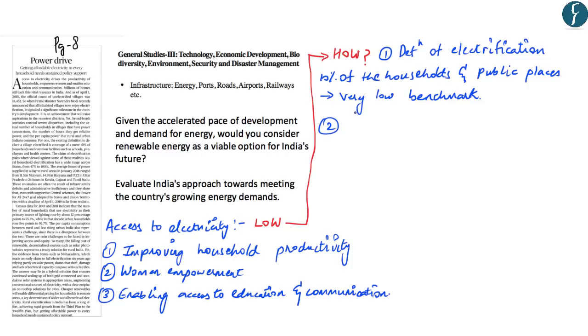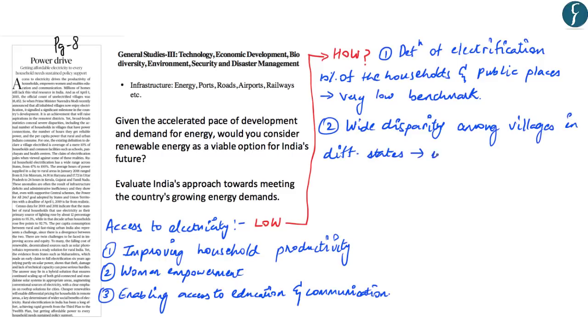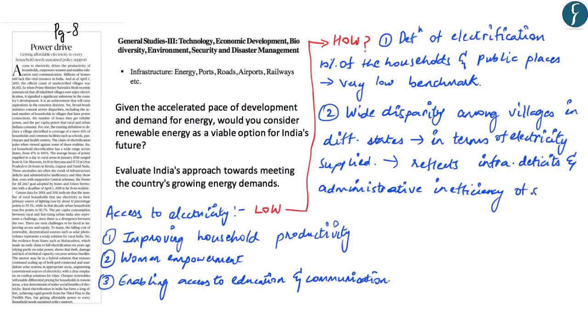Secondly, the article says that there is a wide disparity among the villages in different states in terms of hours of electricity supply. For example, villages in states like Mizoram get electricity for around 11.5 hours in a day, whereas the corresponding figure for states like Kerala, Gujarat and Tamil Nadu is 24 hours a day. This shows that there is a wide disparity among the villages across different states in the country. And what does this reflect? This reflects the infrastructure deficits and administrative inefficiency of the states in terms of supply of electricity.